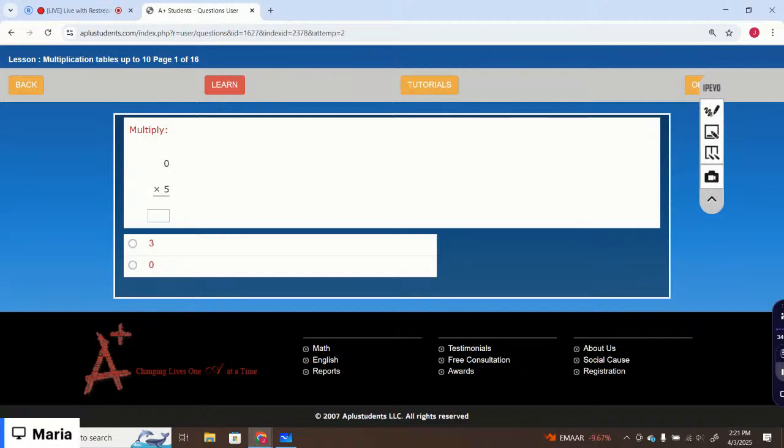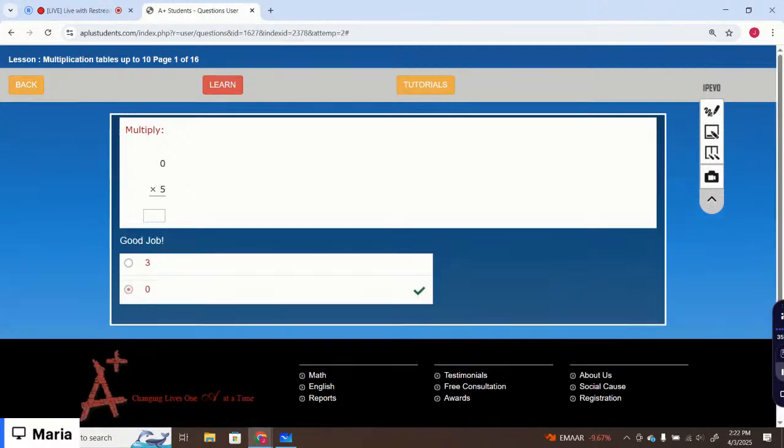0 times 5. Any number when multiplied by 0, the answer is always 0. 0 times 5 is 0. Option number 2 is the correct option.